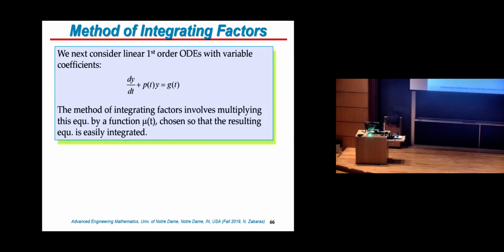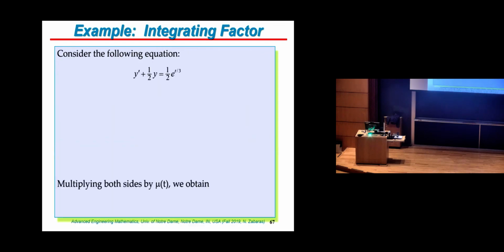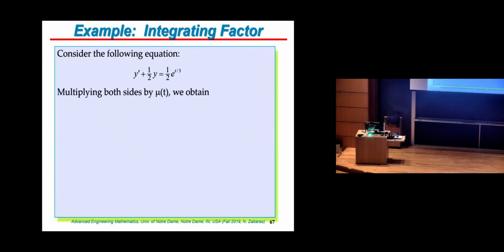Let me go directly to the problem. Suppose you want to solve the equation y prime plus 1/2 y equals e to the t over 3. My independent variable is t. What we would like is to make this equation a separable equation, having on the left-hand side only y, and on the right-hand side only time, so we can integrate. So here is the trick that you do.